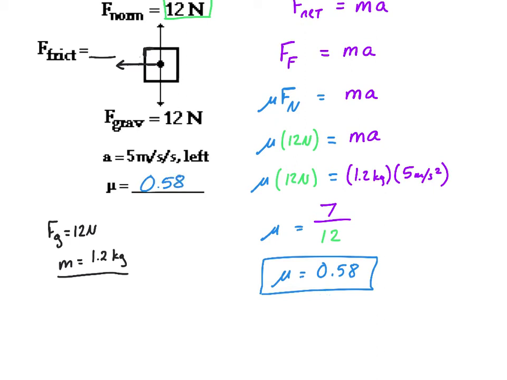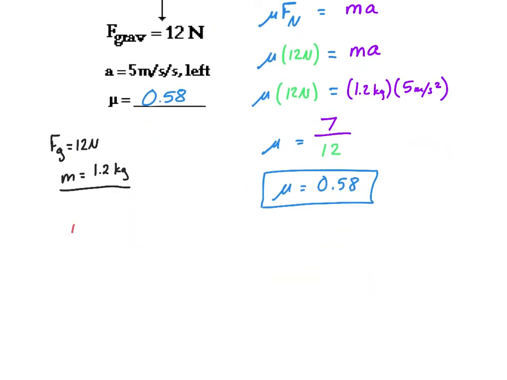Now we can work backwards, and knowing that the equation for force of friction is this number times the normal force, or 0.58 times 12, I can then work backwards to quickly find the force of friction. So I'll do that here. The force of friction equation tells us we take that coefficient times the normal force, mu times the normal force. So now I can substitute in 0.58 times 12, and that will tell me then the force of friction in this problem.